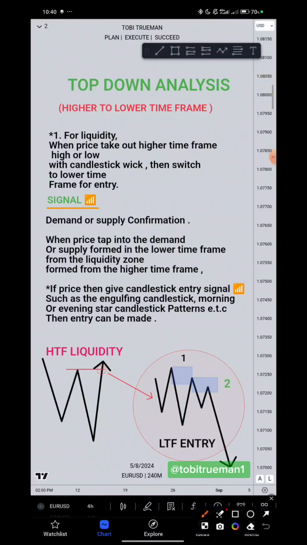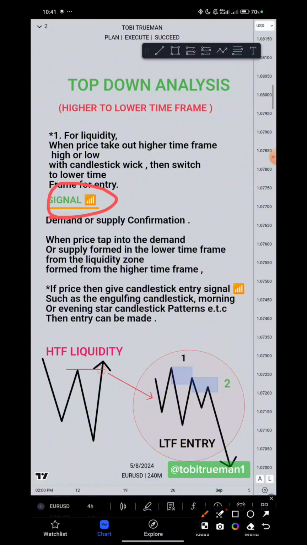Now, for liquidity, when we want to apply this top-down analysis, as we have mentioned before, when price takes out a higher time frame high or low with a candlestick wick, then what do you have to do? You have to switch to a lower time frame to get an entry. And that entry is when you have our signal.